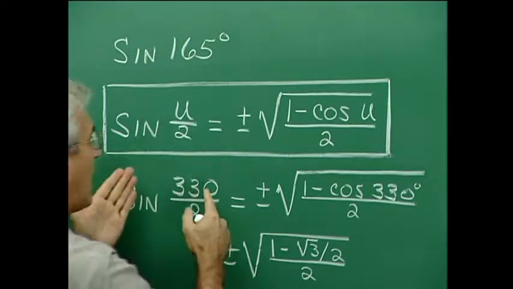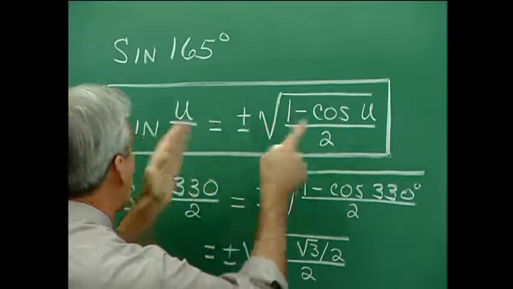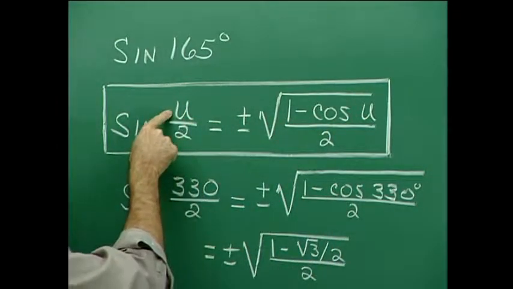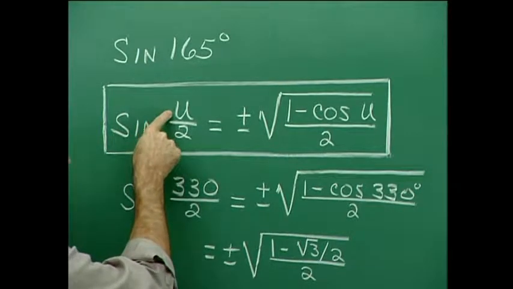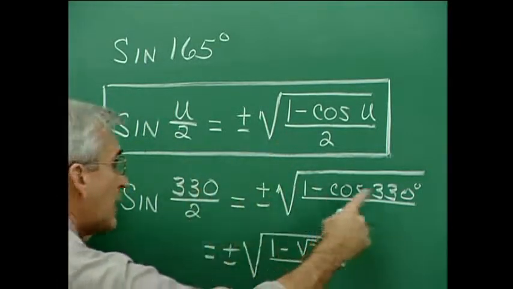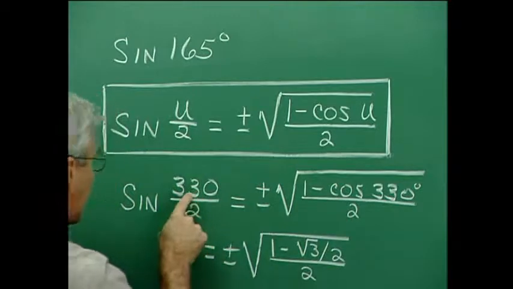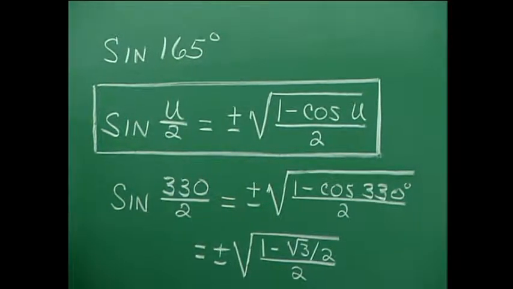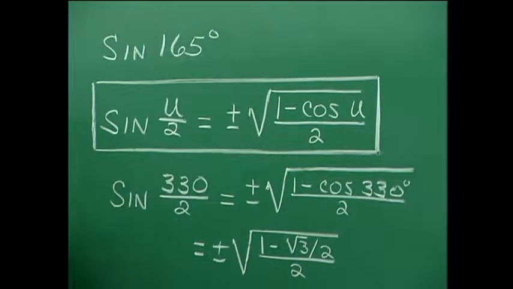Now notice that in the formula, in this expression, we have cosine u, and u is the value in this numerator. And so here, to use it in this specific problem, it's the cosine of 330 degrees. All right, and everything else is brought down just as we see it. And now it's just a matter of evaluation, and it's pretty easy.